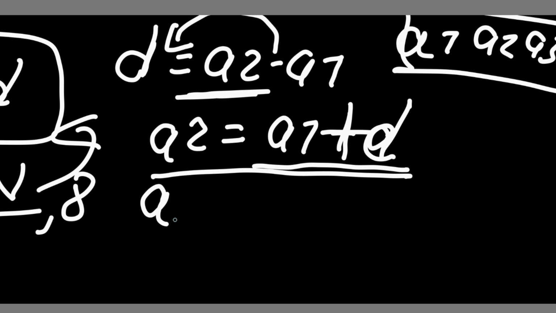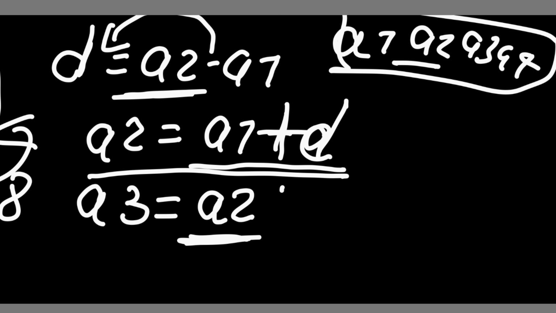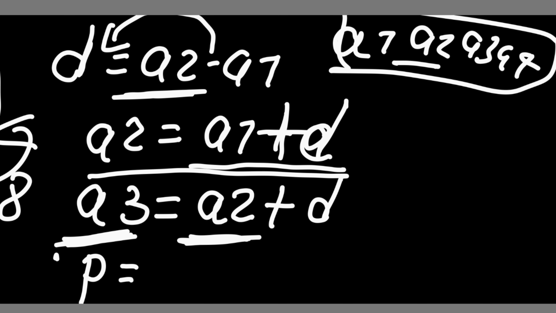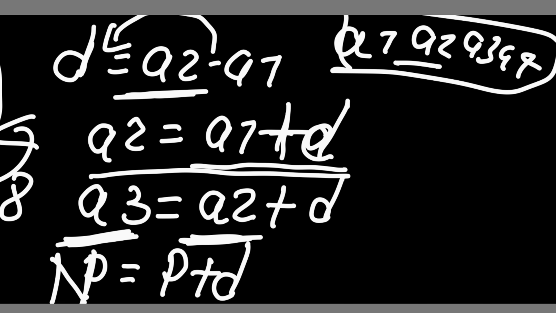Now let's say you need to find A3. We know what A2 is. Now let's find A3. To find A3, we simply use A2. Use the previous number to find the new number. This is the motto. To find the new number, you use the previous number and add it with d. This is the fundamental of finding out how this formula is found out. So new number is equal to previous number plus d.